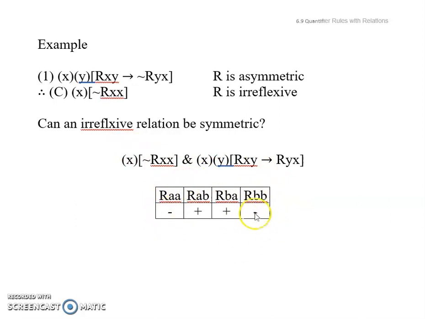Notice RAA and RBB are both false, so this is in two objects, and therefore it's true that everything is such that it does not bear R to itself, namely both A and B. And A bears R to B and B bears R to A, therefore it's a symmetric relationship. This shows that a relation, at least from a purely logical point of view, can be both irreflexive and symmetric. So it's important to note that. Okay, let's continue on with our syntactic deduction examples.